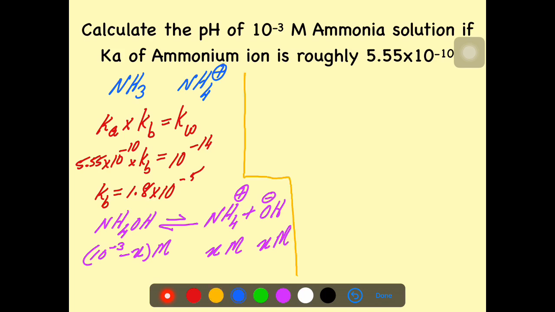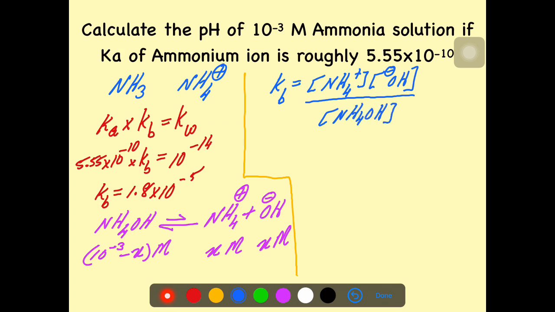cube. Now if I write the equilibrium constant of this reaction as Kb, which is the base dissociation constant, then it will be concentration of ammonium ions multiplied by concentration of hydroxide ions divided by the concentration of undissociated ammonium hydroxide. So the value of Kb we have just found out is 1.8 into 10 raised to minus 5. Ammonium concentration and hydroxide concentration is both represented as X, so X square in the numerator, and denominator we have undissociated concentration of ammonium hydroxide, which is 10 raised to minus 3 minus X.